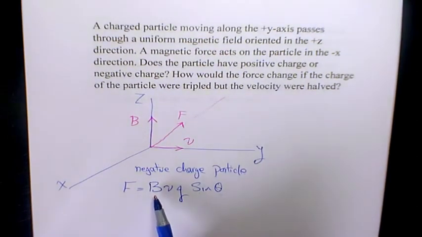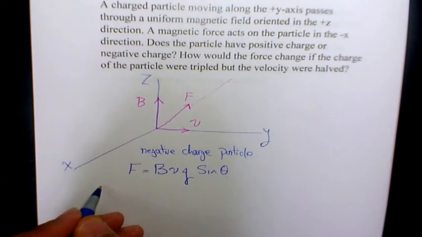So if we make the charge tripled, it means that this one is going to be 3 times bigger, so the force is going to be 3 times bigger. But the velocity is reduced to half of it, so it is going to be 3 times half, which is 1.5. So the new force is going to be 1.5 times the old force.